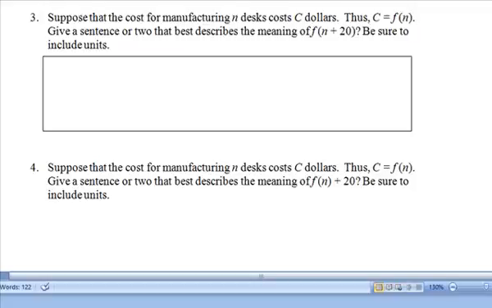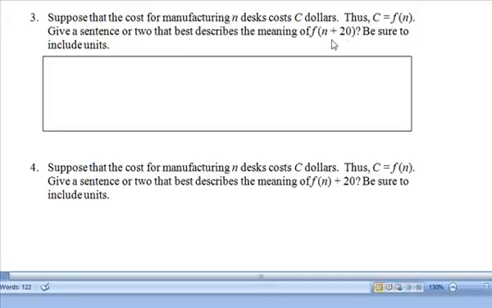So we're going to interpret transformations in a context. First we'll look at number 3. Suppose that the cost for manufacturing n desks costs C dollars. Thus C equals f of n. Give a sentence or two that best describes the meaning of f of n plus 20. Be sure to include units.